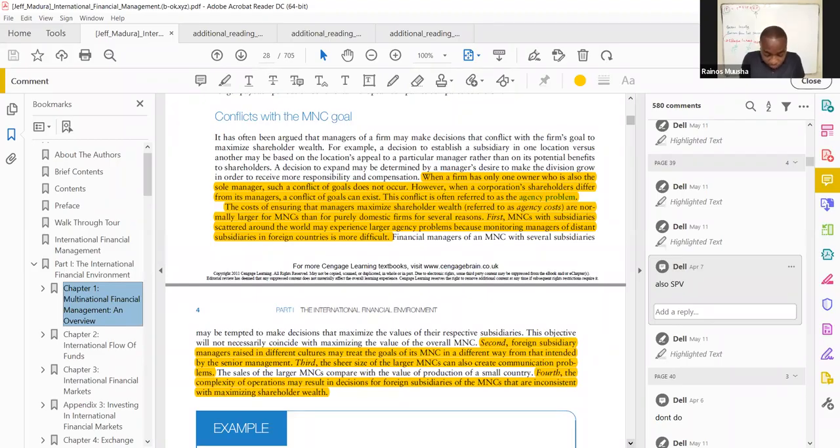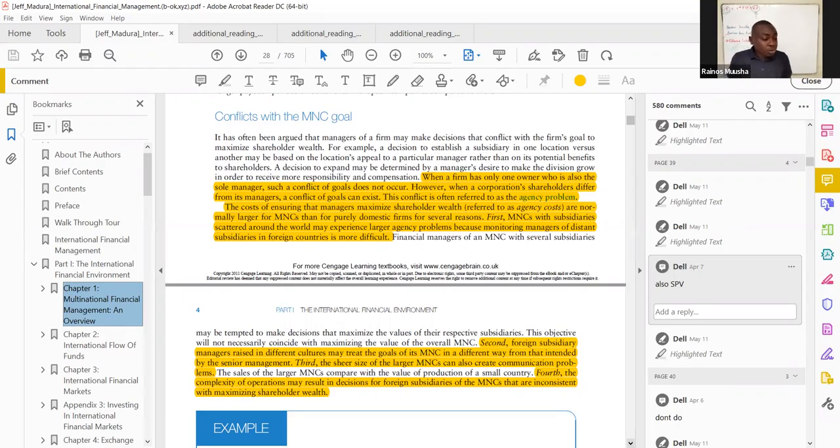Then the fourth one, they say the complexity of operations may result in decisions for foreign subsidiaries of the multinational company that are inconsistent with maximizing shareholders' wealth. Which means, because you have a very complex organization, it's going to be very difficult to ensure that the decisions being made by the different managers of the subsidiaries are able to achieve where the organization is trying to go, which is maximizing shareholders' wealth.